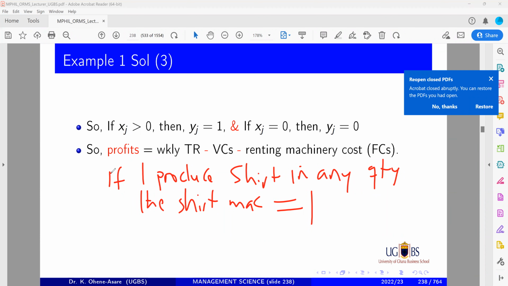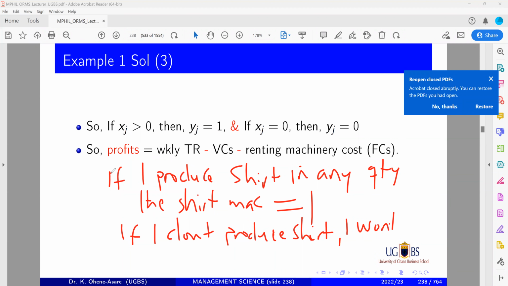But if I don't produce shirts, what it means is that the shirt Y is 0. So if I don't produce shirts, and by the way, I'm using shirts to represent the J. I could use panties, I could use shorts, I could use pants. So if I don't produce the shirts, then there's no way I will incur a machinery, because if I don't produce the shirt, I won't buy, I won't rent the shirt machinery.